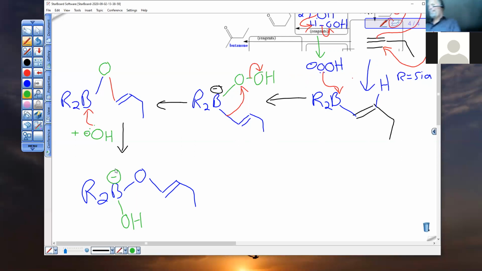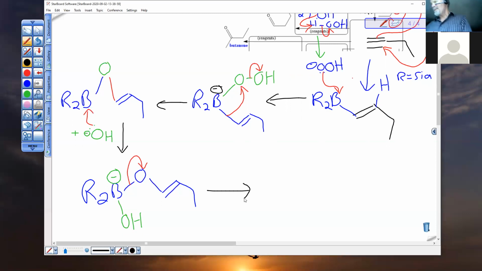Okay. So here's where we have to interchange this bond from boron to this oxygen with this bond from boron to oxygen. We're going to lose the old bond from boron to oxygen because we put a new bond from boron to oxygen right here. It's a trade.